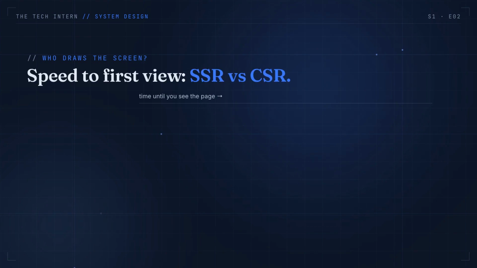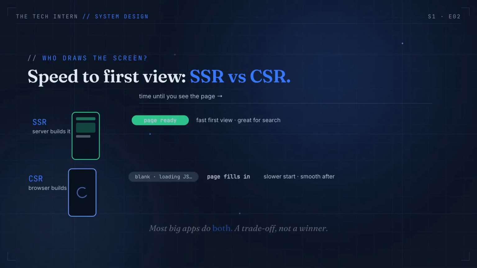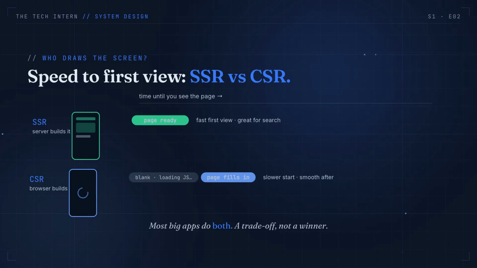Quick question, but an important one. Who actually draws the page you see? There are two answers. Server-side rendering, SSR: the kitchen plates the whole dish and sends it out ready. The page shows up fast and search engines love it. The catch: more work for the server every time. Client-side rendering, CSR: the kitchen sends raw ingredients and a recipe, and your phone cooks the page itself. Slower to show that first screen, but buttery smooth after. Most big apps do both. First screen from the server, everything after on the phone. A trade-off, not a winner.